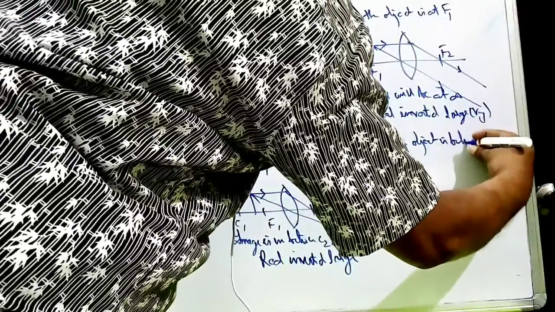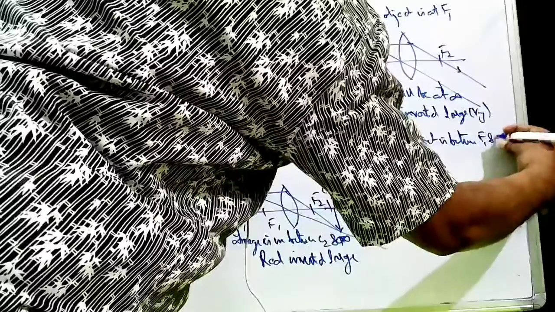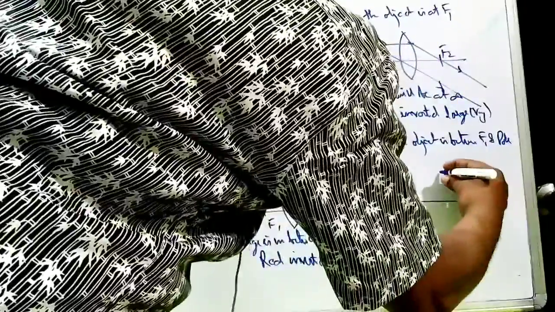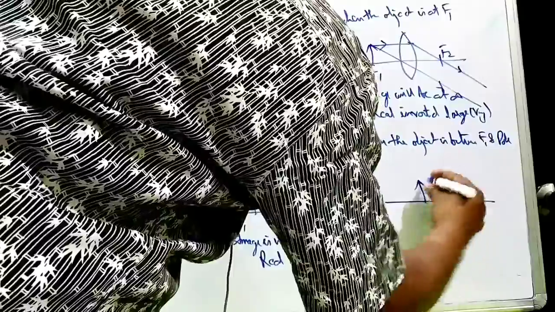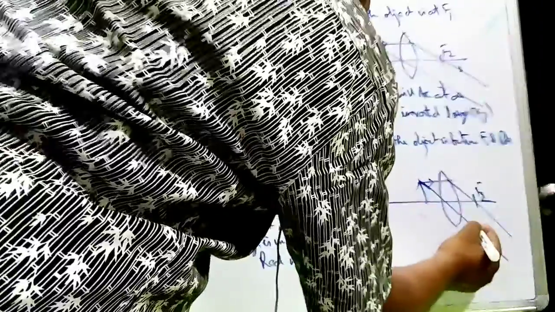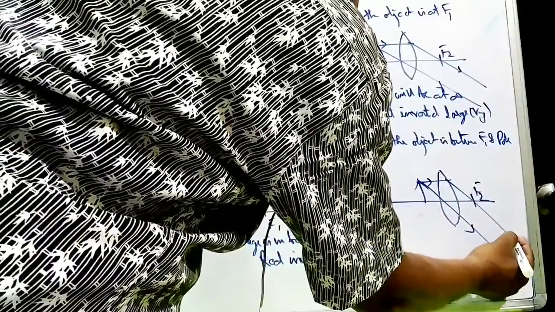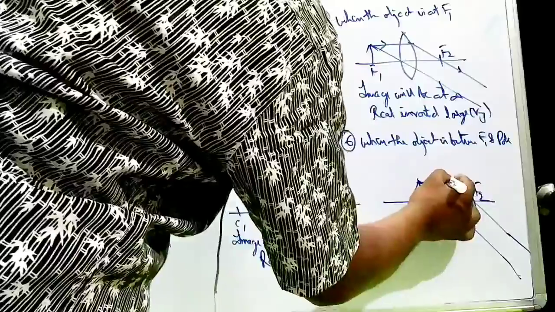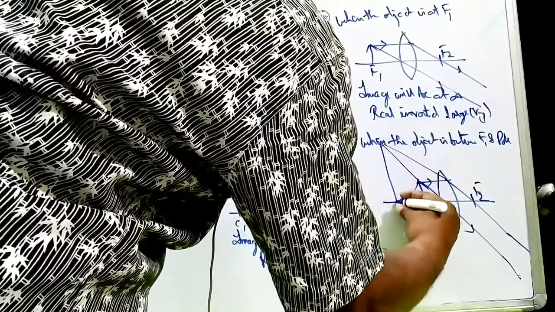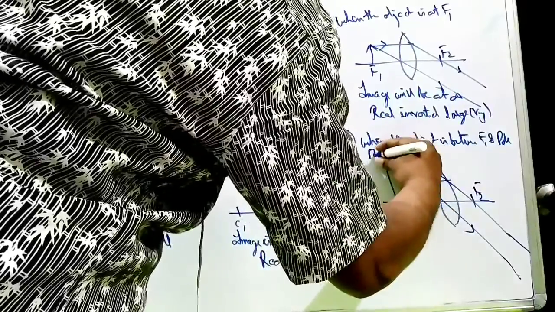The sixth image, which is also a very important one, when the object is in between focus and pole, it means very near to the convex lens. This is a lens, this is the object which is being kept. First of all, it will pass through focus, this is f2. Second, it will pass through optical center, but it will not be meeting, it will go on separating. Then it is produced back. After producing back, it will meet at some point behind the object. This is the image which is being formed.